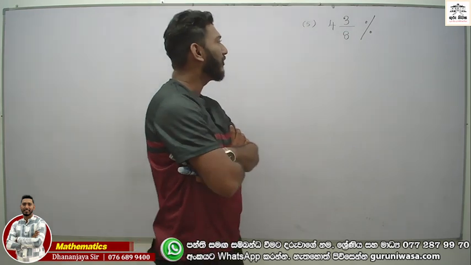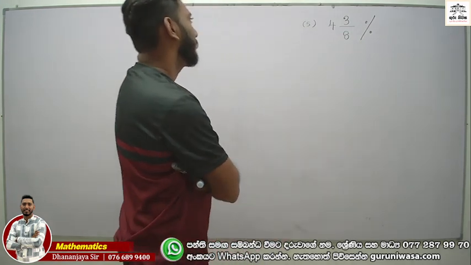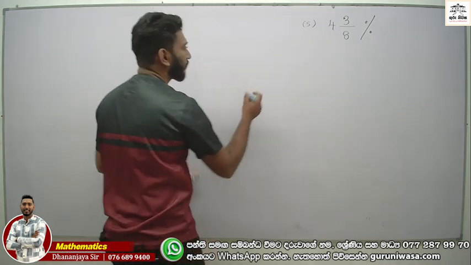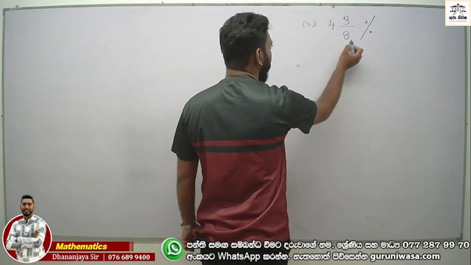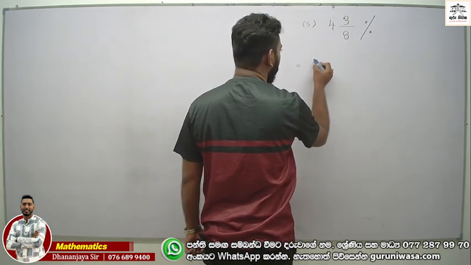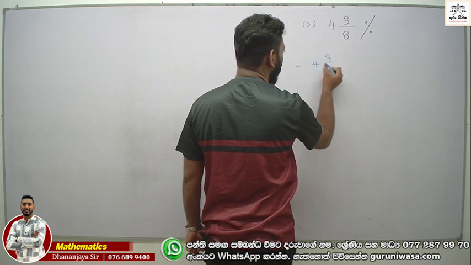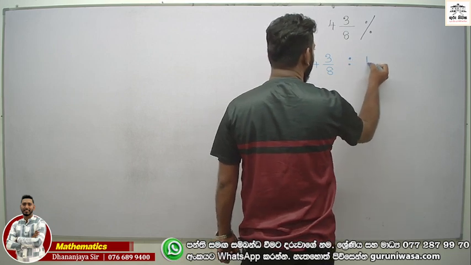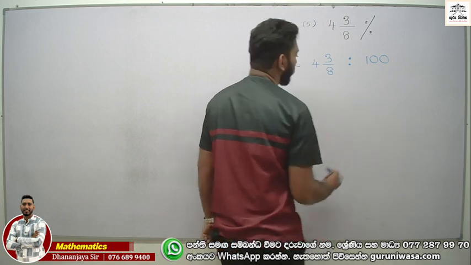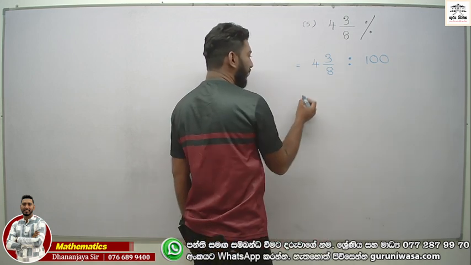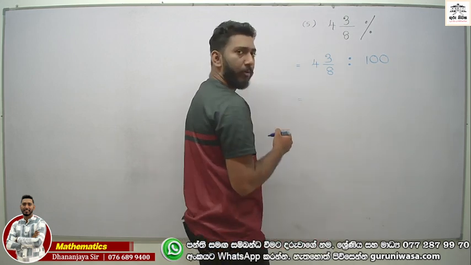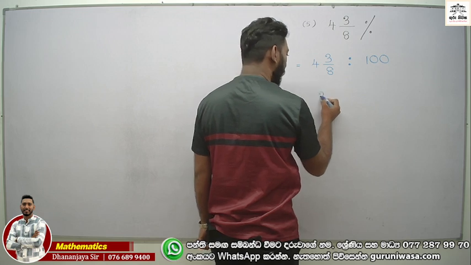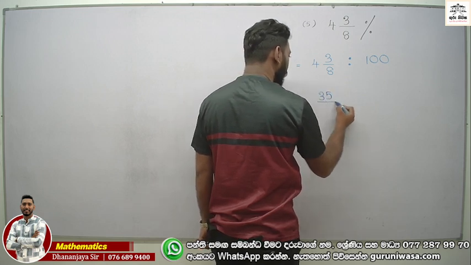Okay, now I am going to discuss this. In this situation, you can write 4 3/8 to the 100%. Now this one is a mixed number, so I am going to change it to an improper fraction. 8 times 4 is 32, plus 3 becomes 35. So 35 over 8.